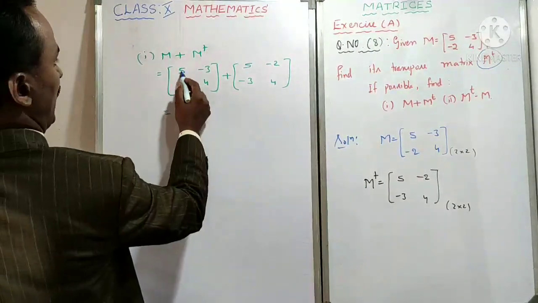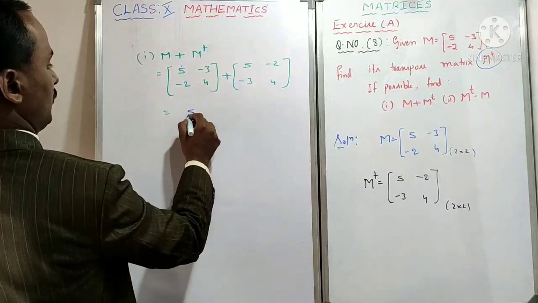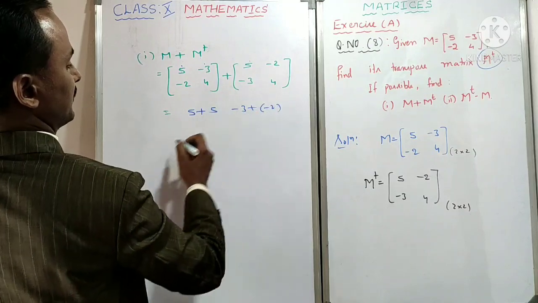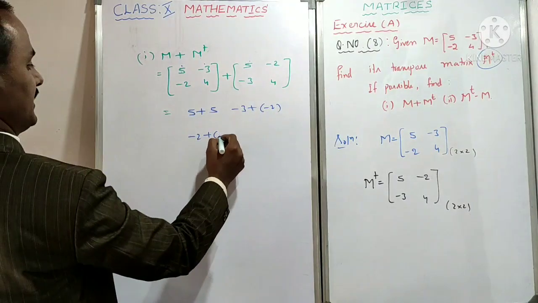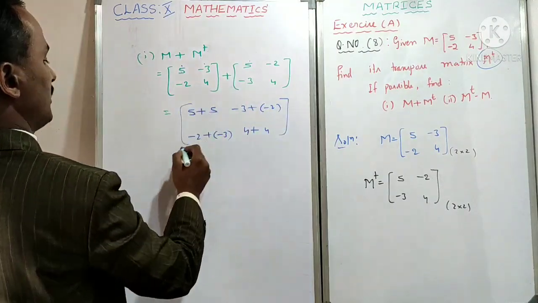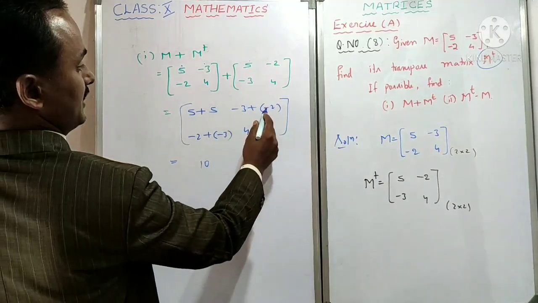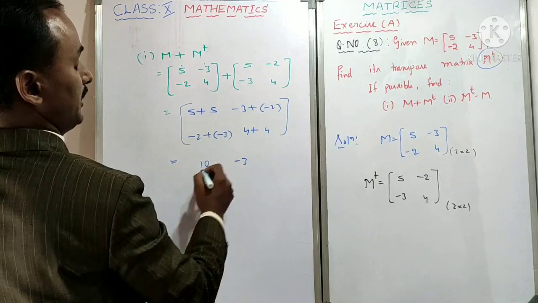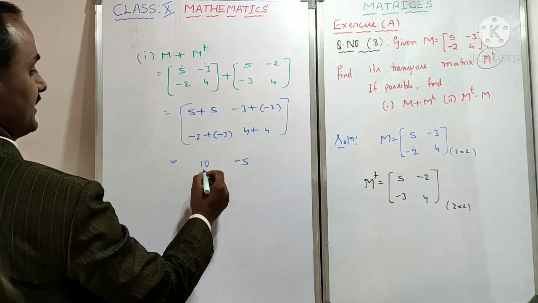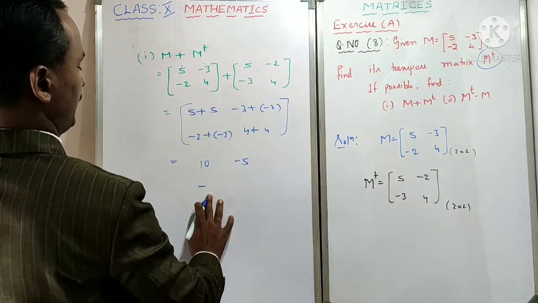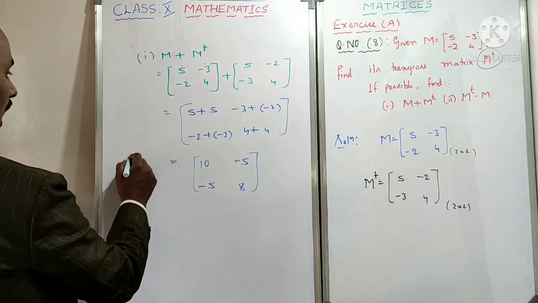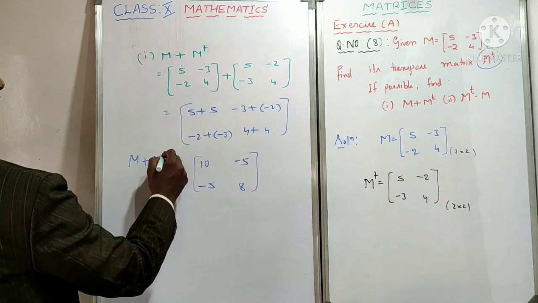Now observe here. 5 plus 5, 5 plus 5. -3 plus -2. -2 plus -3. Understanding? 4 plus 4. Close the rectangular box. 5 plus 5 became 10. -3 plus -2 became minus 5 will come. Then -2 plus -3 became minus 5 will come. Okay, now what is the next step? 4 plus 4 became 8. This is the answer of matrix M added with the transpose of matrix M.